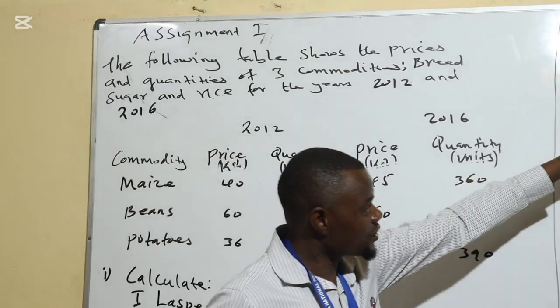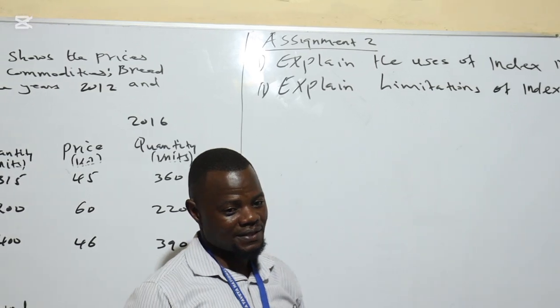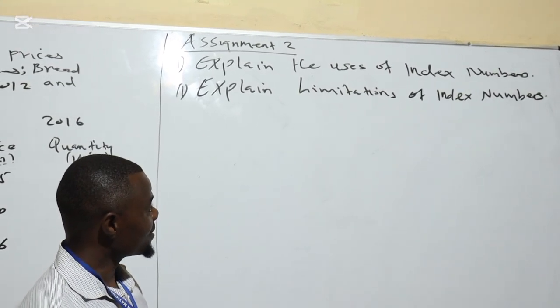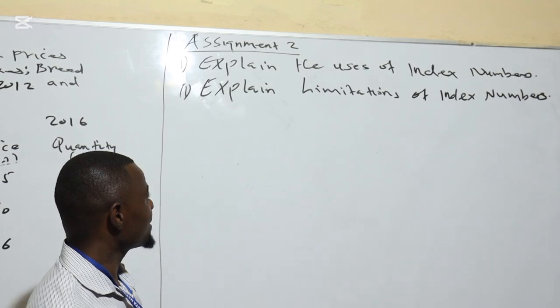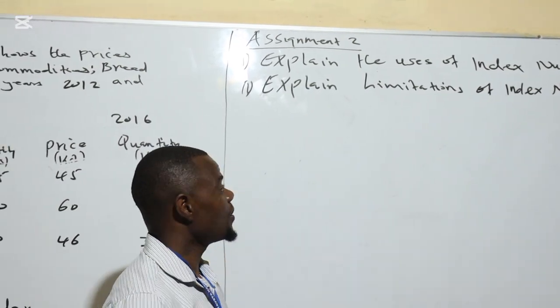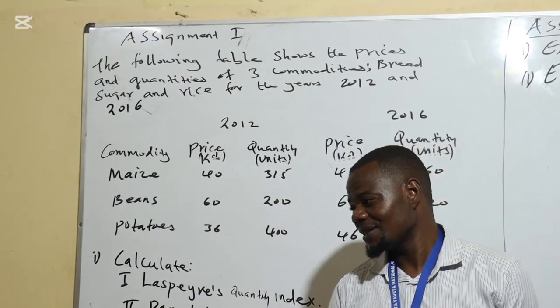And example number 2, try to explain some of the uses of these index numbers. You know the government needs them. So just try to get the uses of index numbers and also try to explain some of the limitations of index numbers. And that is all about index numbers.